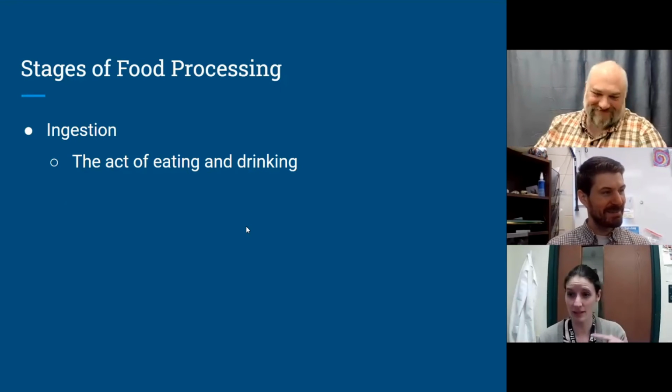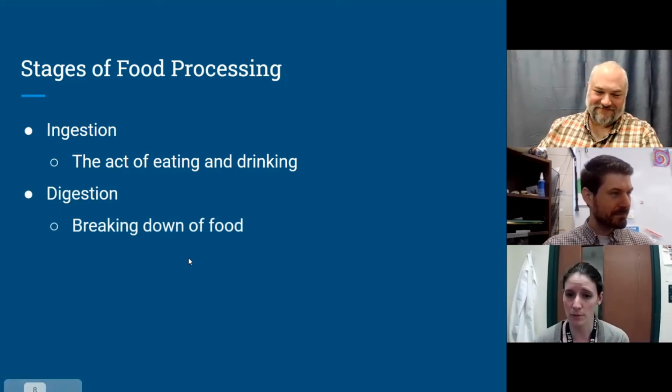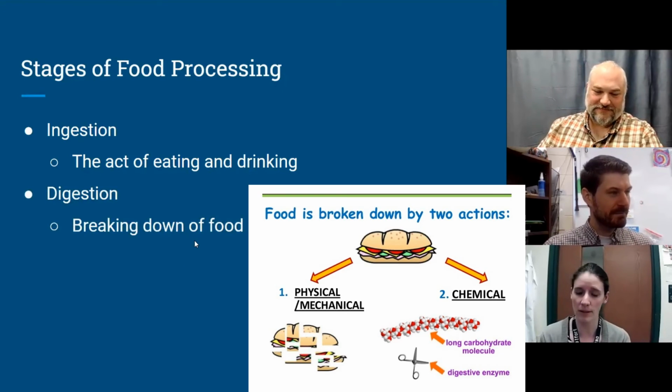So you need to eat or drink something first and get it into your digestion. After you've ingested something, then the actual process of digestion will begin. So breaking down of food. This could be physically breaking things down as you're chewing your food. This could be chemically breaking things down like in your stomach. But the food is going to be starting to break down at this point.